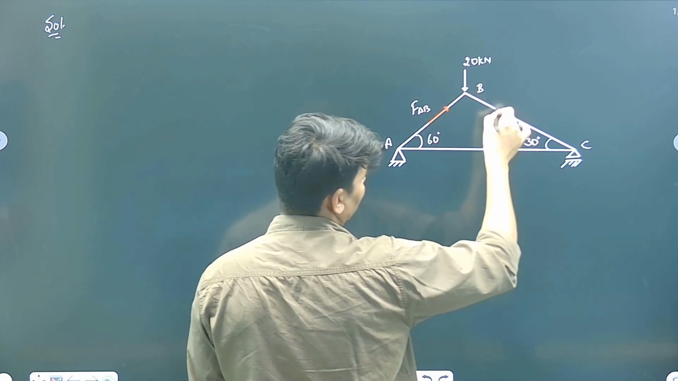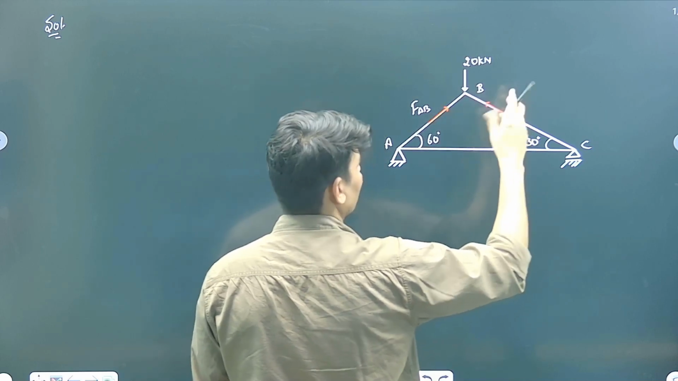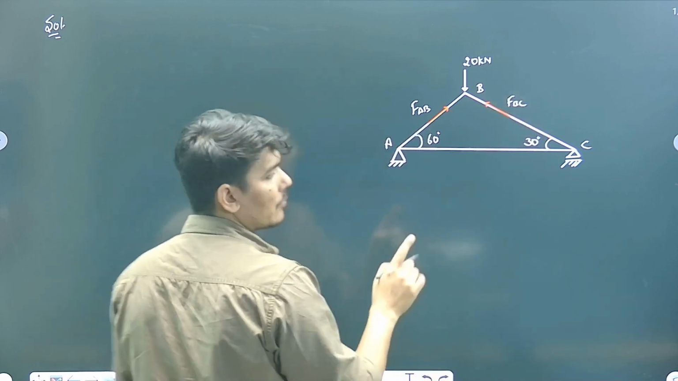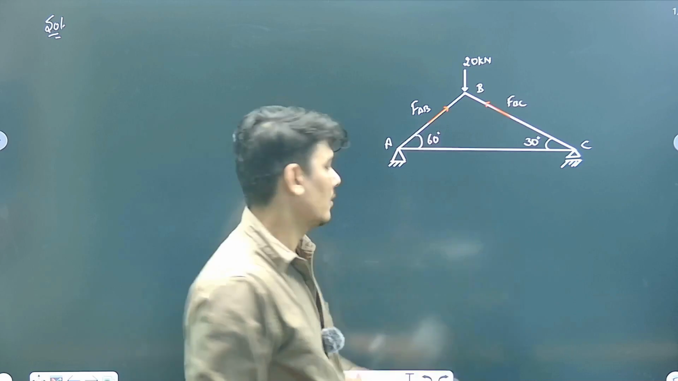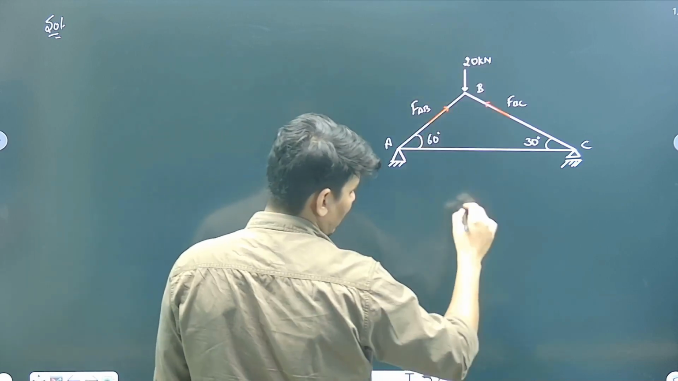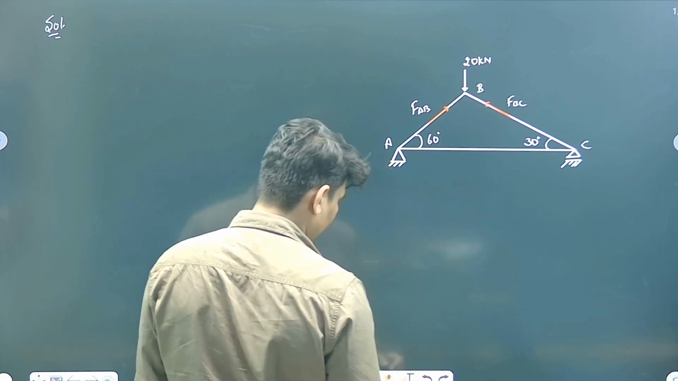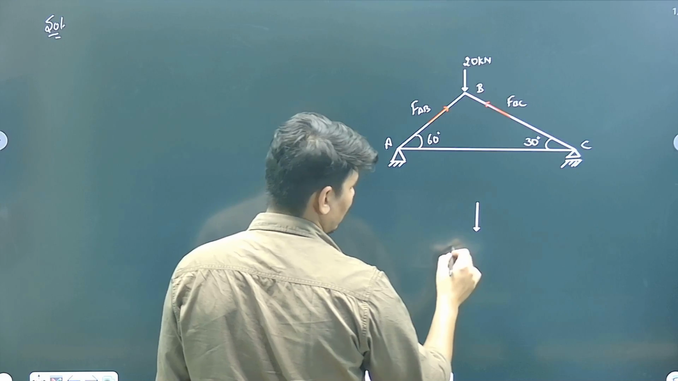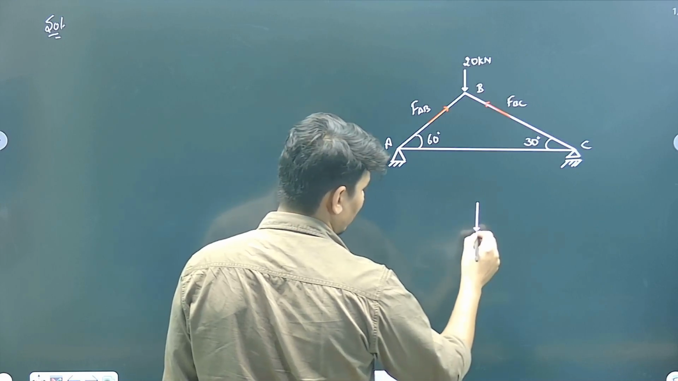For this, F of BC, right? Now, if you see this point B, you can pick it out and draw the forces system like this. Suppose 20 kilonewton here on the point B or joint B.